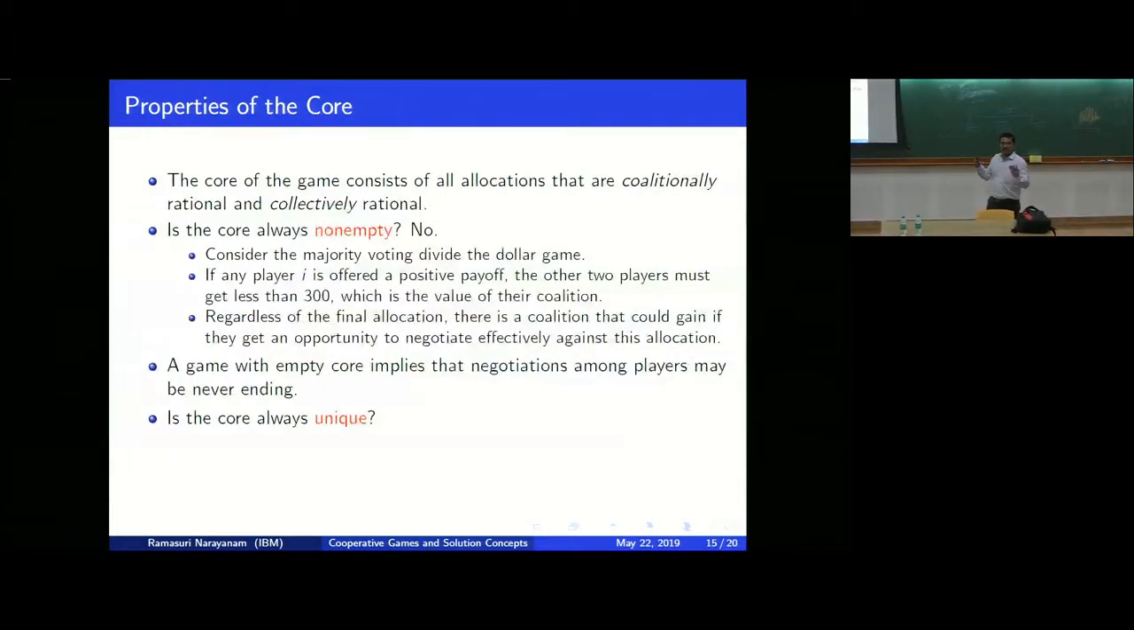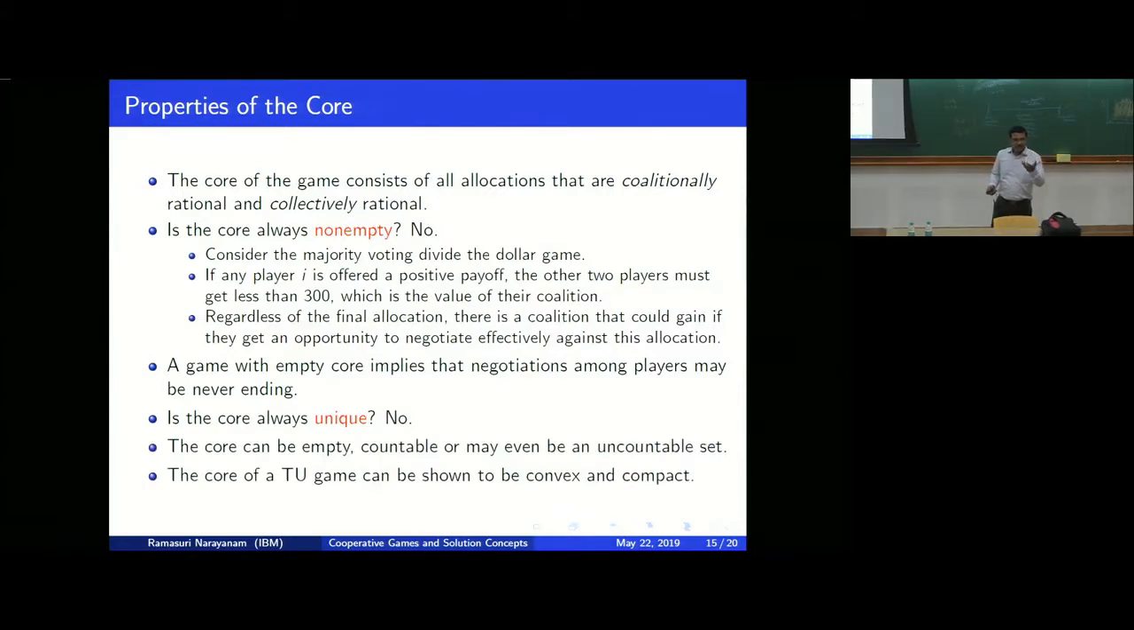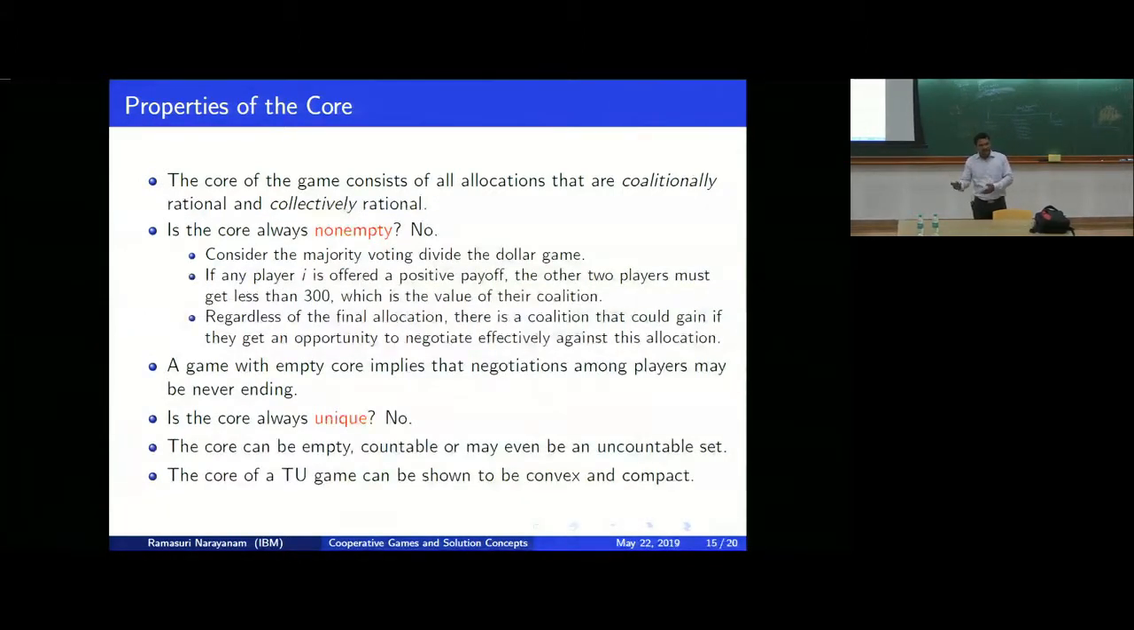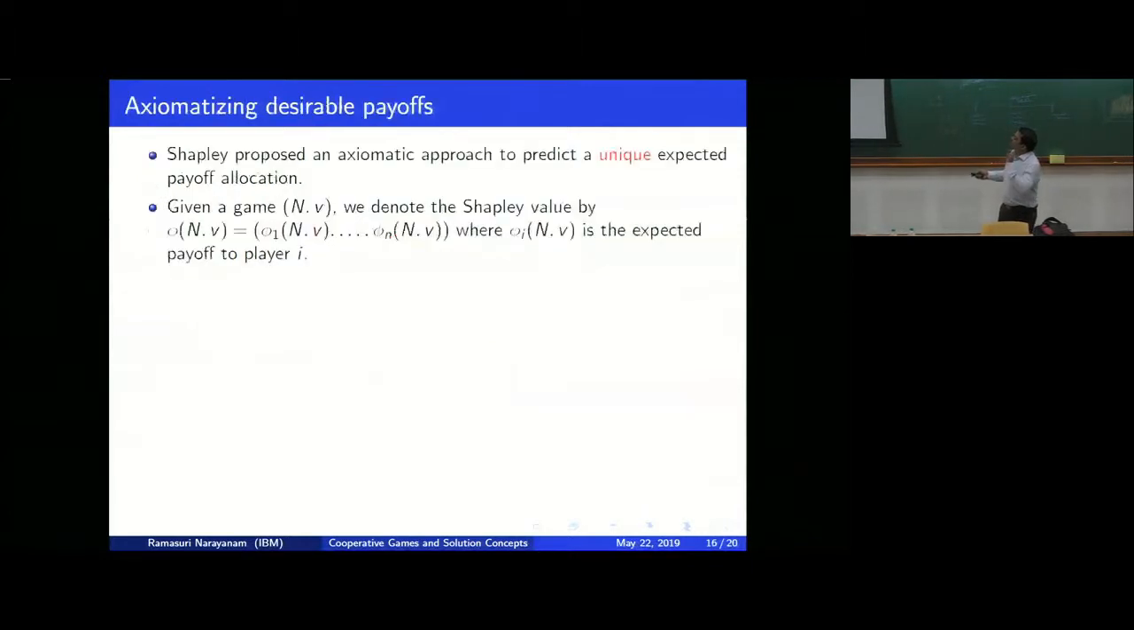Nothing so serious. You can always cook up your own favorite example. And another property: is core always unique? The answer is no. Core need not be unique. In some cases it may be, but in some cases it can contain more than one element. So core can be empty, countable, or even an uncountable set. All possibilities can exist. Okay.